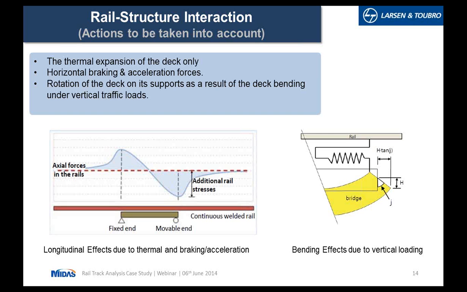On the right-hand side figure, it can be seen that when the bridge bends along its neutral axis, the upper end of the deck moves inwards due to reduction in length, and the lower portion of the deck moves outward due to increase in length. This again leads to longitudinal movement at the rail level, thereby causing additional stresses in the rails.